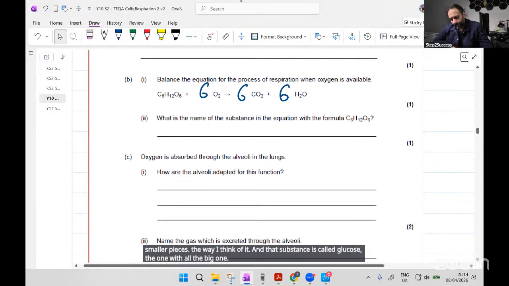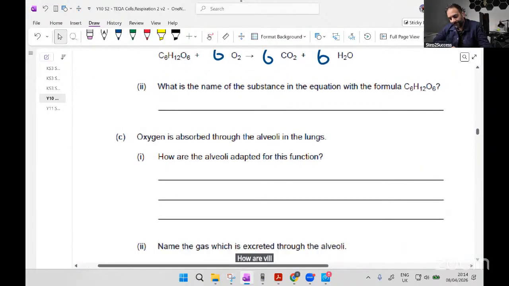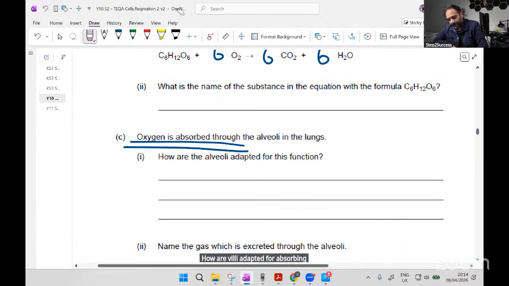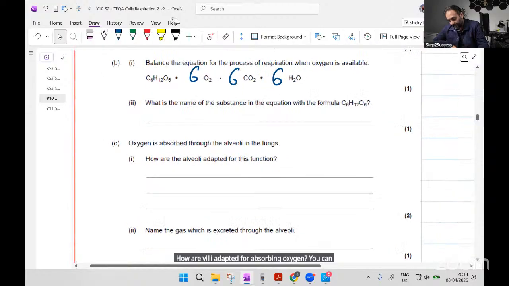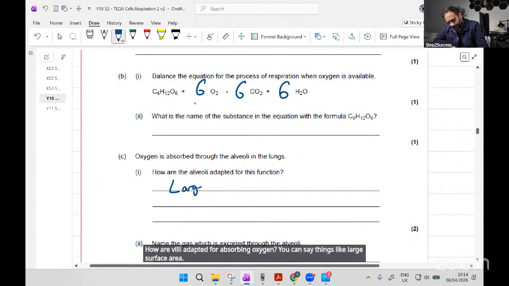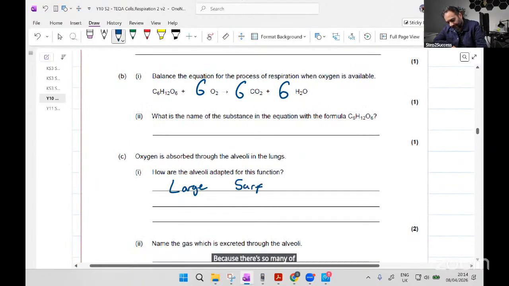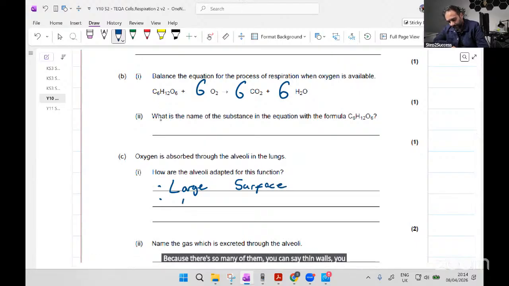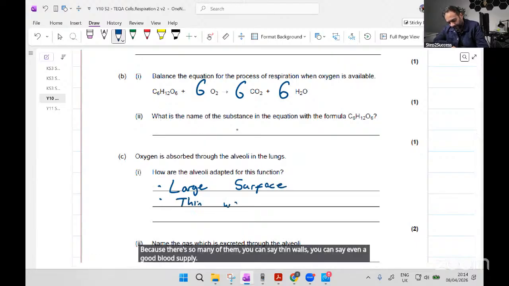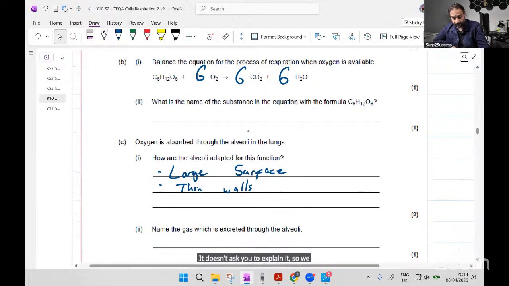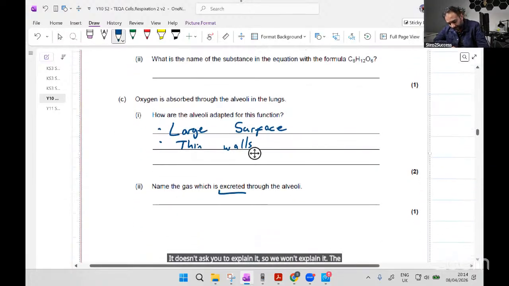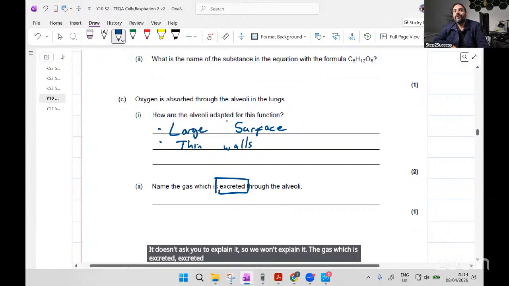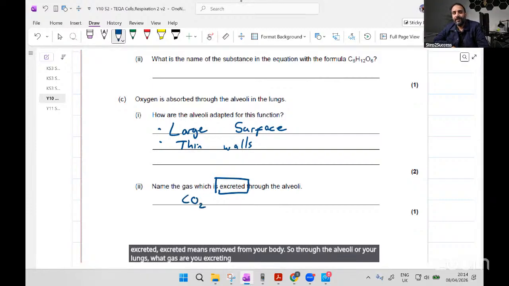How are villi adapted for absorbing oxygen? You can say things like large surface area because there's so many of them. You can say thin walls. You can say even a good blood supply. It doesn't ask you to explain it, so we won't explain it. The gas which is excreted means removed from your body. So through the alveoli or your lungs, what gas are you excreting? Carbon dioxide.